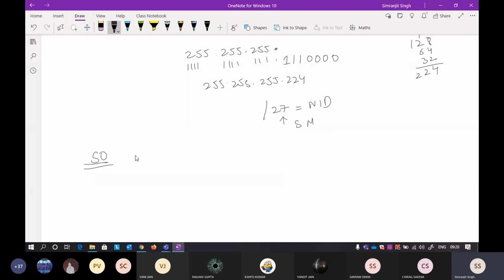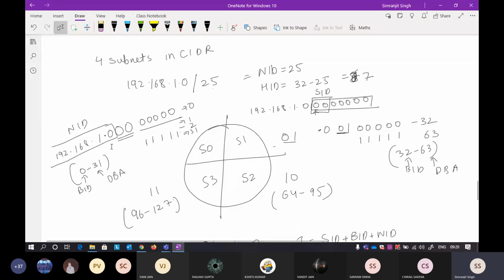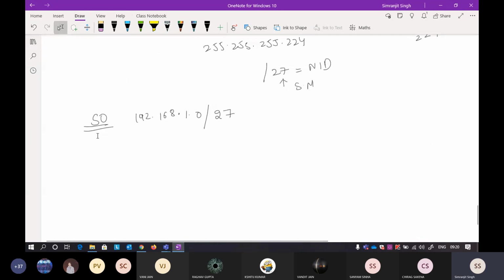What is subnet 0? It is 192.168.1.0, and now it is changed here. It is not /25, it is /27. The network ID part is this first address, and the broadcast address is your 31 part. If you want to write the subnet mask, you can directly write it as /27, or you can write the subnet mask as 255.255.255.224. Either of these notations is correct. There is no problem.